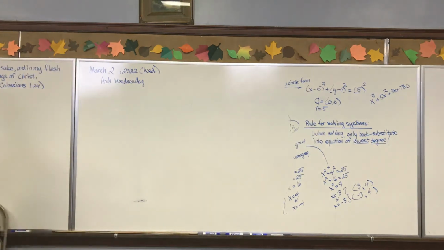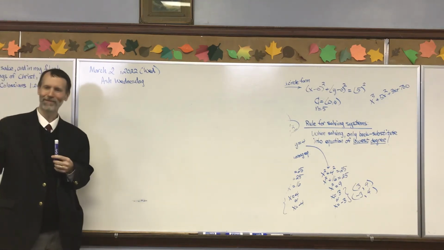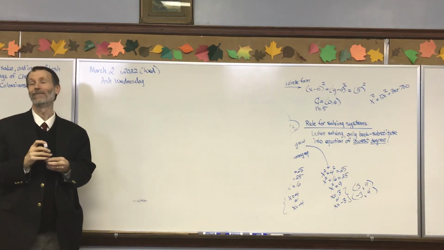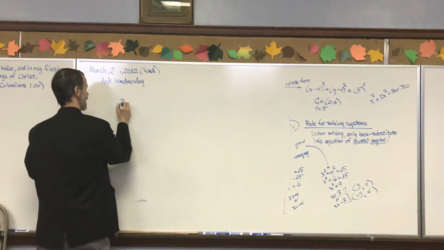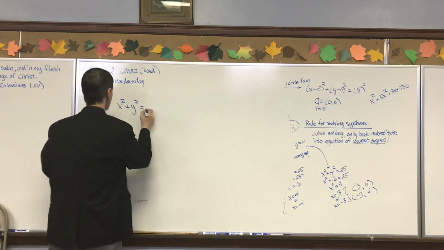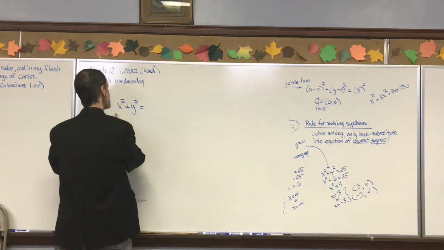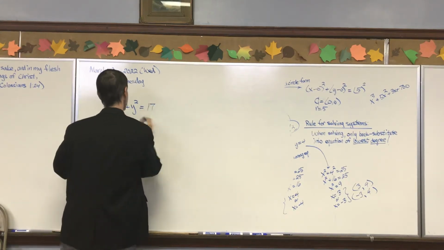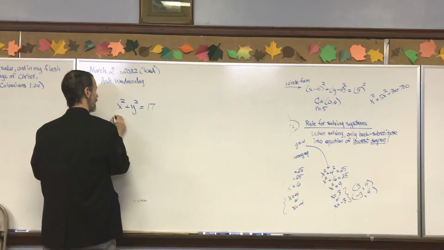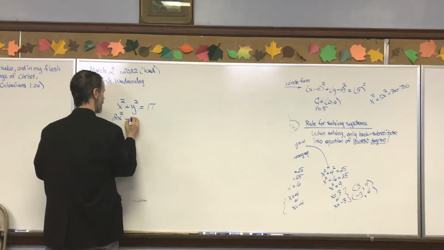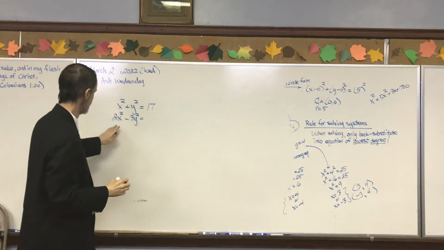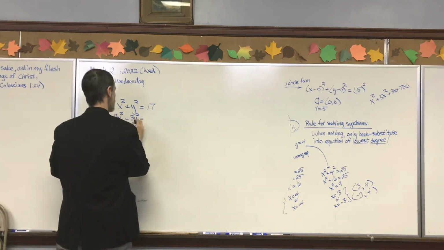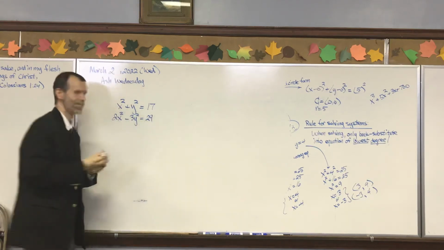Try this. Last thing for today. Try these. x squared plus y squared equals 17, and 2x squared minus 3y squared equals 29. Solve.